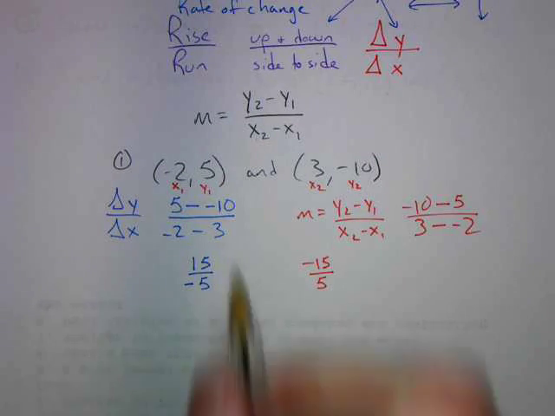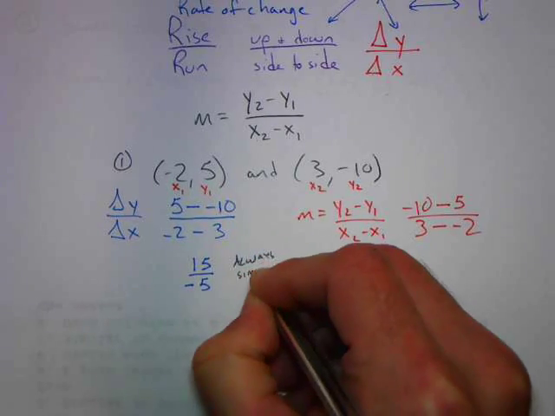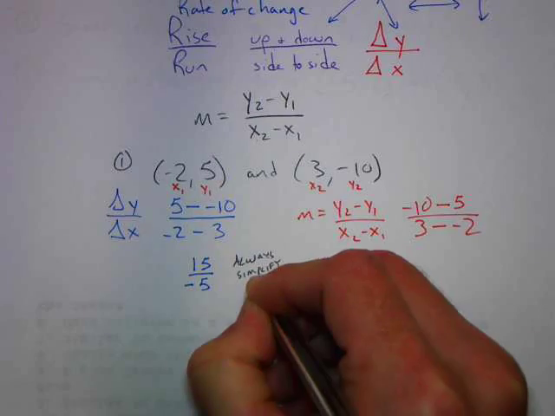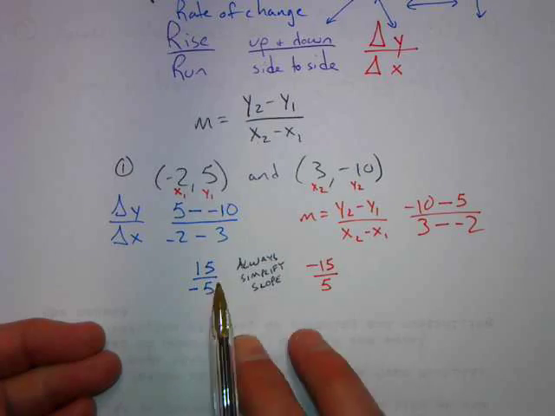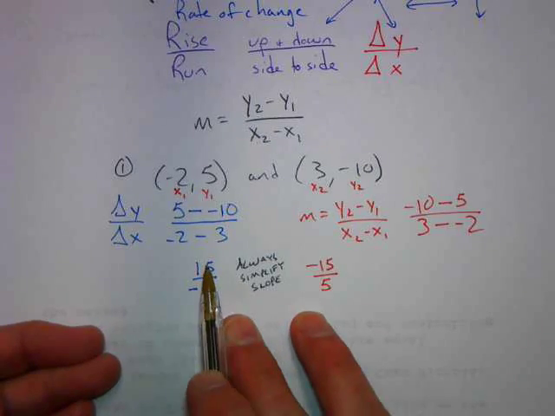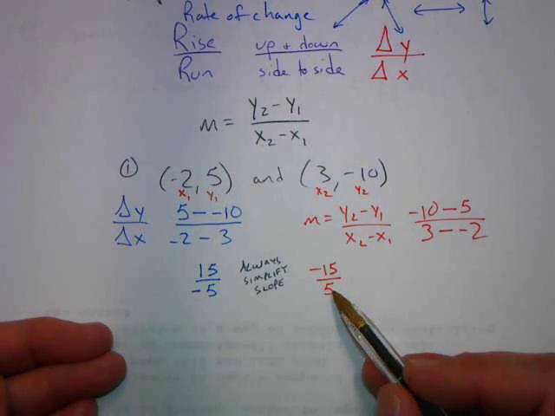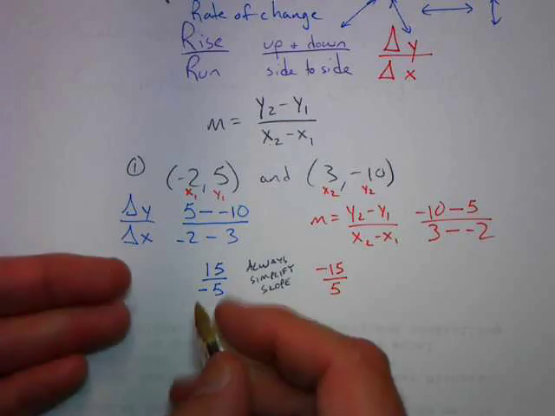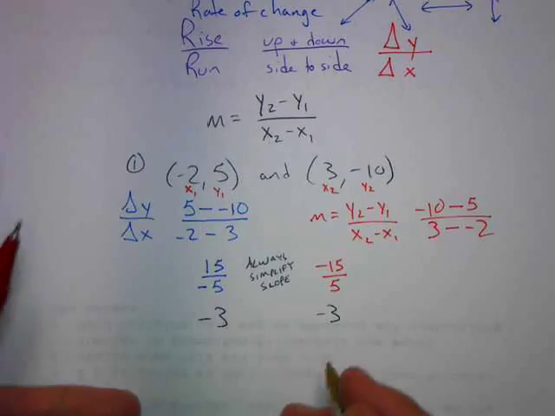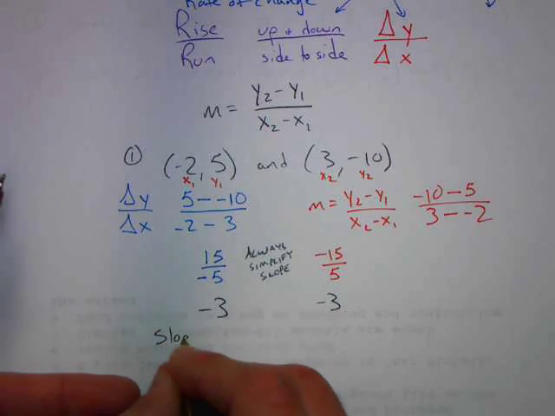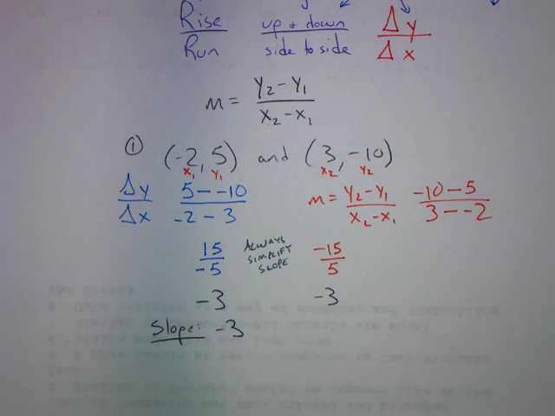But the note is to always simplify slope. So always simplify slope. Maybe we have two different answers. It looks a little bit different, right? But in this case, we have a positive divided by a negative, which will be a negative. In this case, we have a negative divided by a positive, which will also be a negative. So in either case, our slope is negative 3. And since we always simplify it, we call it that.